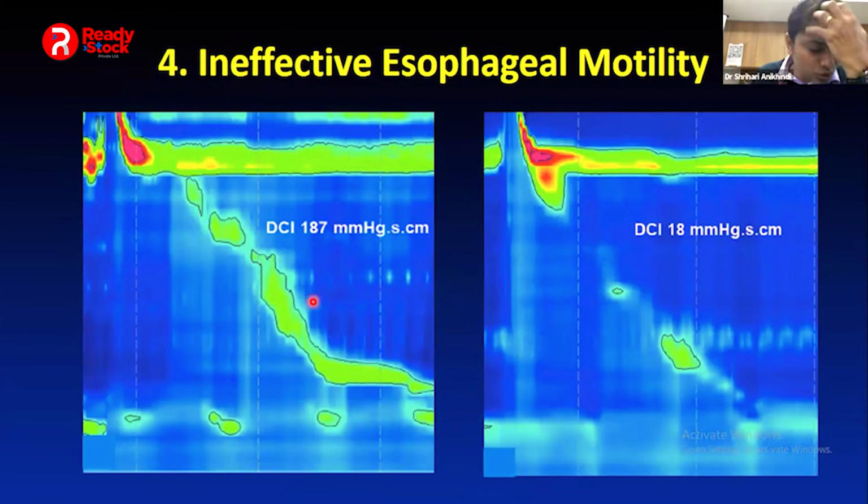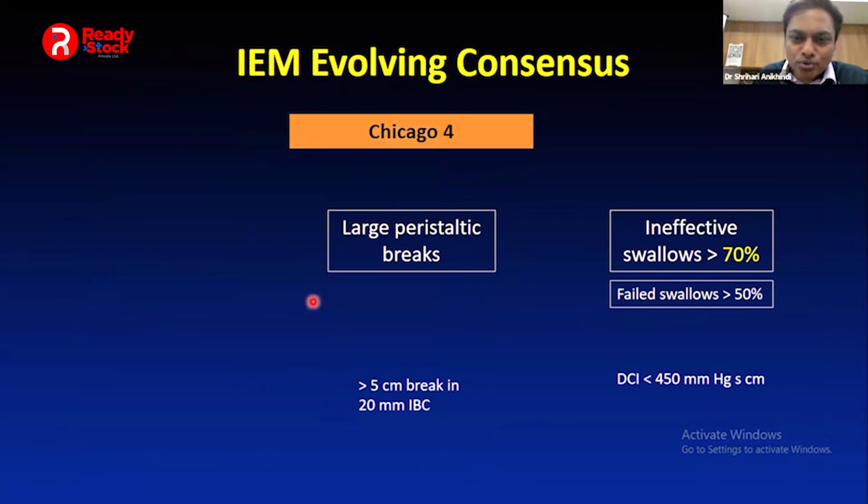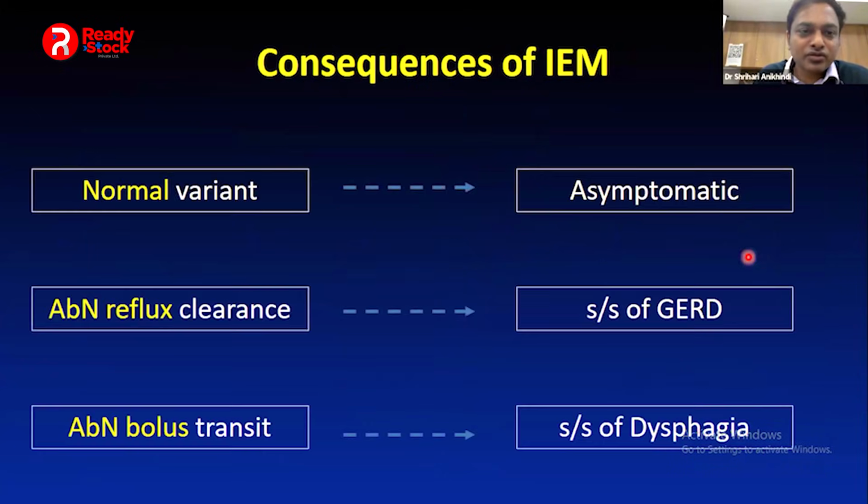So ineffective esophageal motility is where the DCI is very low or there are peristaltic breaks. With time, as we are moving ahead in Chicago, the Chicago criteria is making it more and more stringent for diagnosing esophageal motility disorders, for ineffective esophageal motility. In Chicago 3, if you had ineffective swallows which were more than 50%, they were labeled as ineffective esophageal motility. Now, Chicago 4 tells us that ineffective swallows should be more than 70% to label this patient as ineffective esophageal motility.